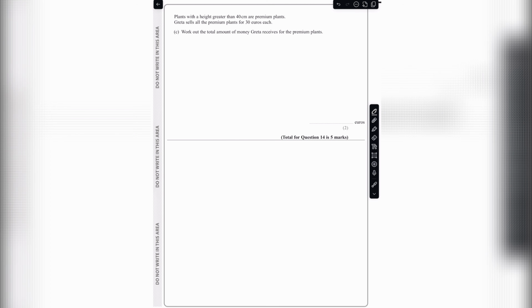In the final part of this question, we are told that plants with a height greater than 40 centimeters are premium plants. Greta sells all the premium plants for €30 each. Work out the total amount of money Greta receives for the premium plants.